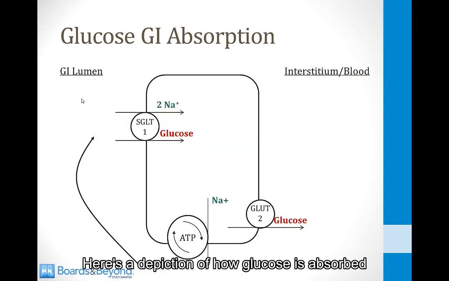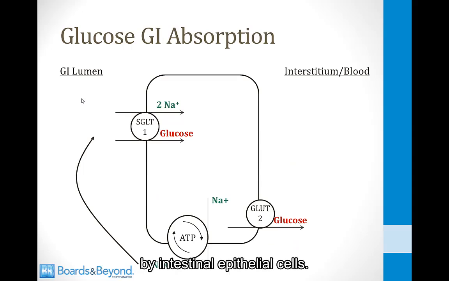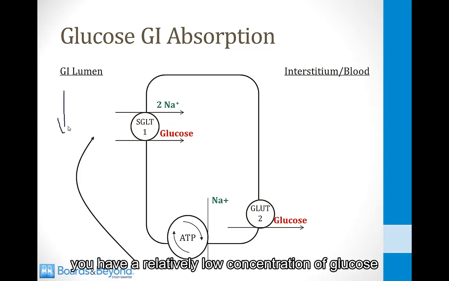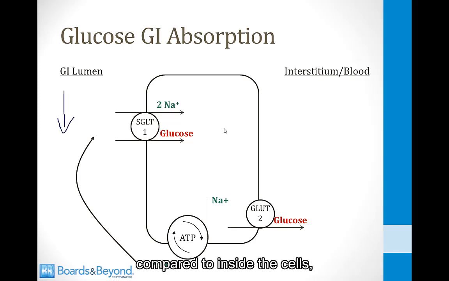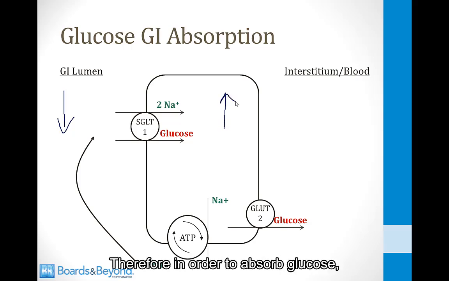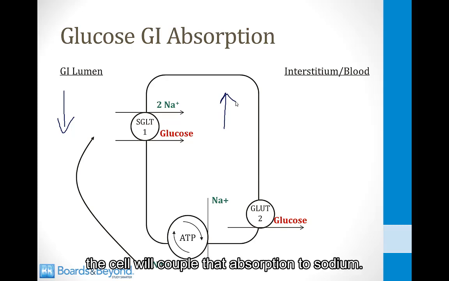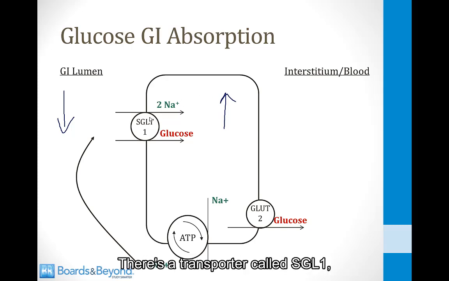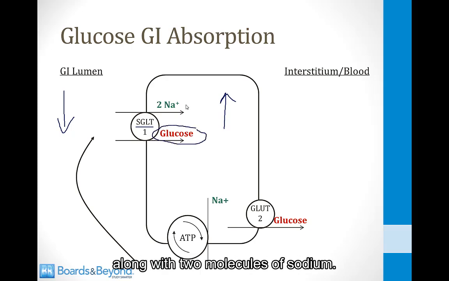Here's a depiction of how glucose is absorbed by intestinal epithelial cells. So in the GI lumen, you have a relatively low concentration of glucose compared to inside the cells, where it is relatively high. Therefore, in order to absorb glucose, the cell will couple that absorption to sodium. There's a transporter called SGLT1, which will pull in a glucose molecule along with two molecules of sodium.